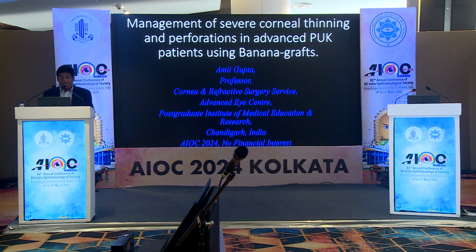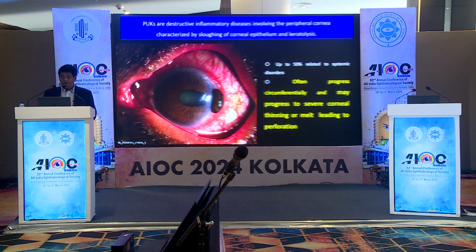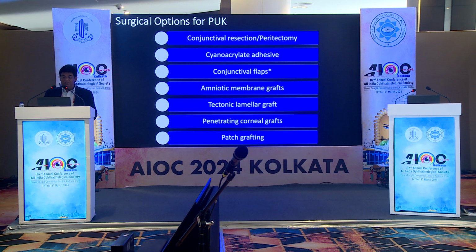My talk is on management of severe corneal thinning and perforations in advanced peripheral ulcerative keratitis patients using banana grafts. So we know that in these kind of cases, the perforation is typically in the periphery of the cornea, and usually it is accompanied by a crescentic area of corneal thinning in these patients. That makes it so much more challenging to preserve the vision, especially in these patients.